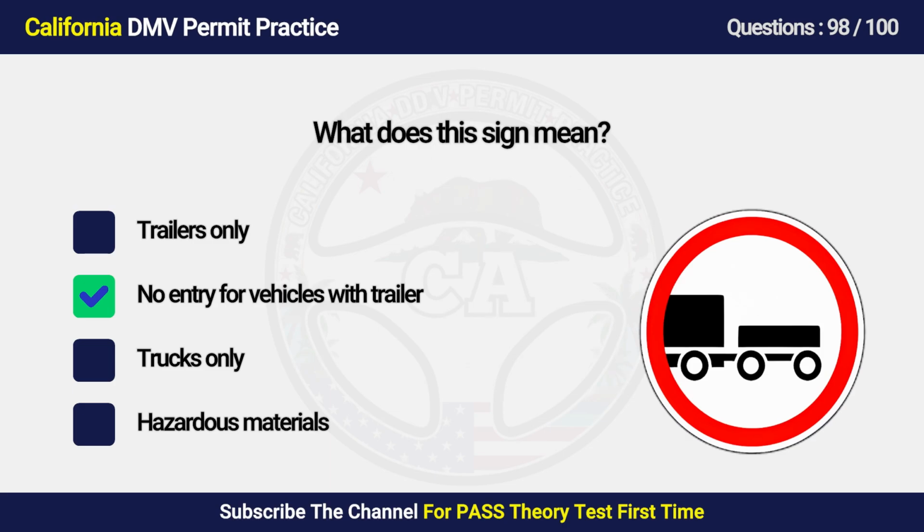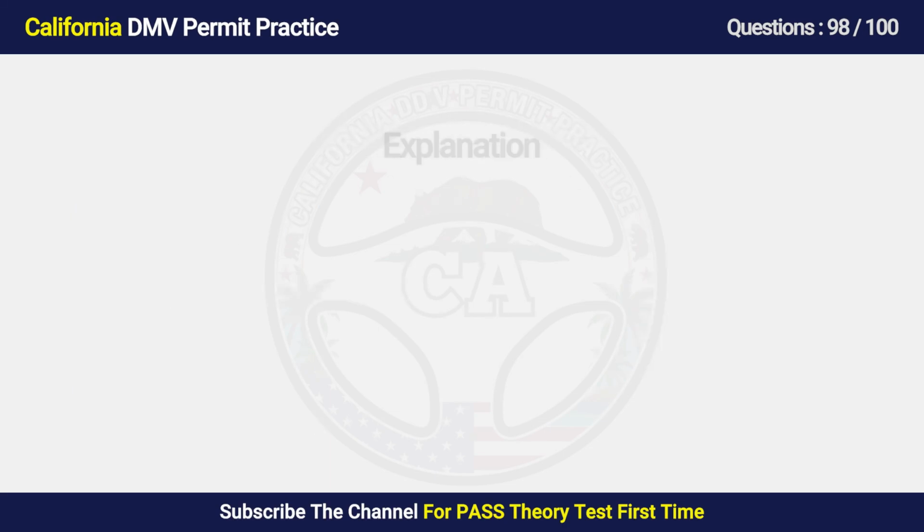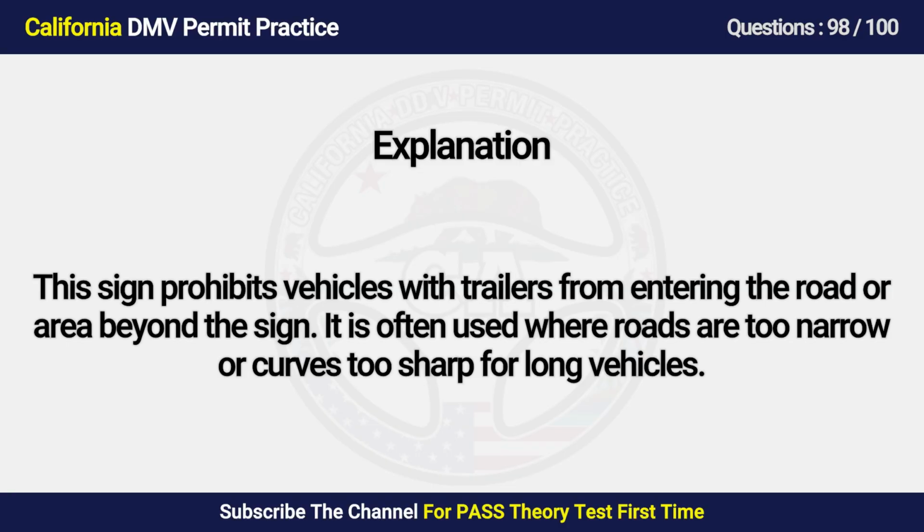Answer is B. No entry for vehicles with trailer. This sign prohibits vehicles with trailers from entering the road or area beyond the sign. It is often used where roads are too narrow or curves too sharp for long vehicles.